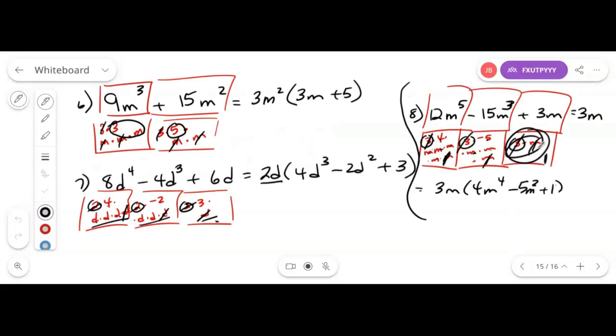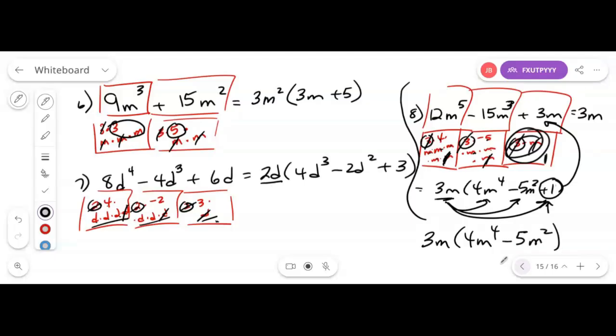The reason there has to be something left in the box is because I have to be able to get this term right here. I have to be able to distribute the 3m here, here, and here so that I get this last term. If that was just 3m times 4m to the 4th minus 5m squared, if I distribute this, I don't get a 3m at the end. Okay? So the box has to have something left over in it. Every box.